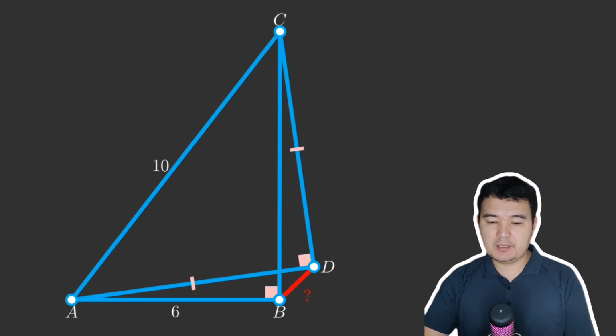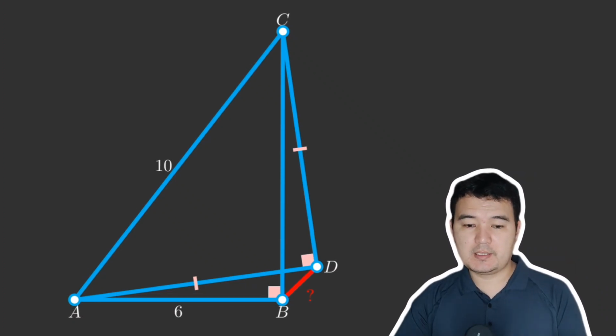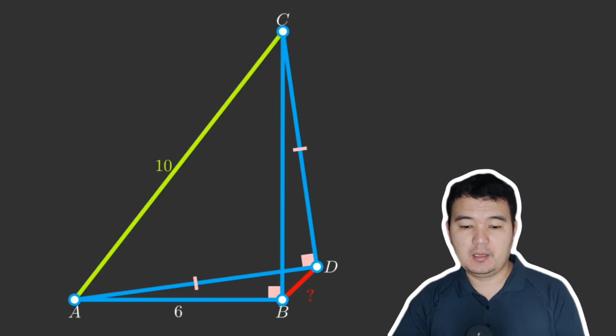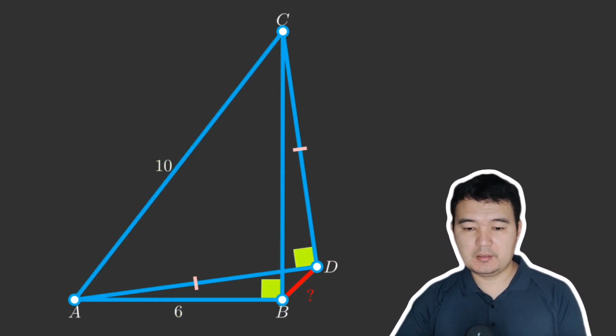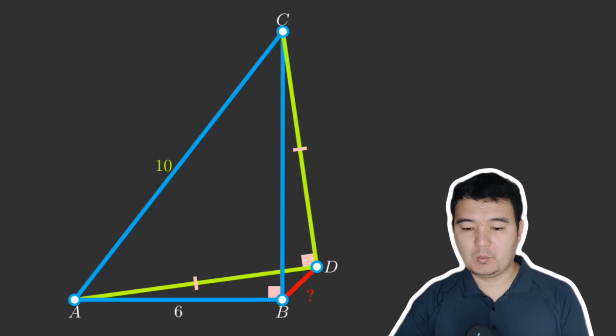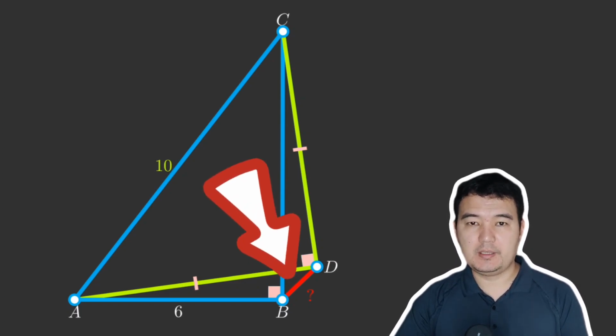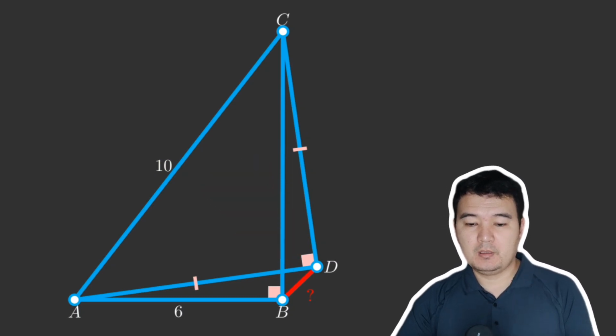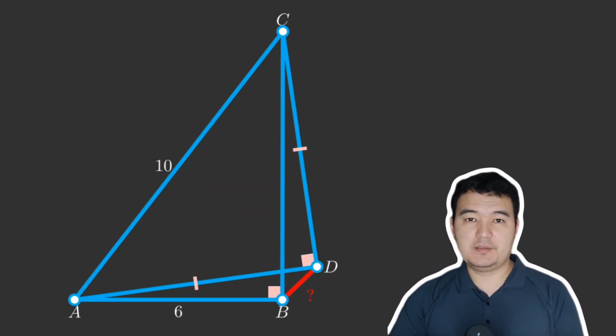So the problem is a quadrilateral with the sides AC equal to 10, AB equal to 6, and these two 90-degree angles, and AD is equal to DC. We are looking for BD, the red segment. How do we find the length of the red segment?